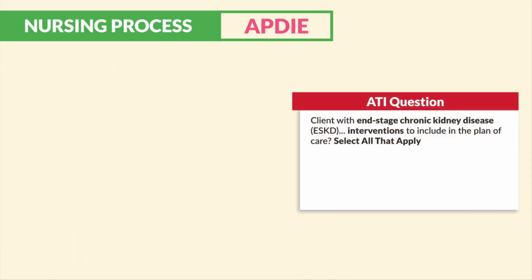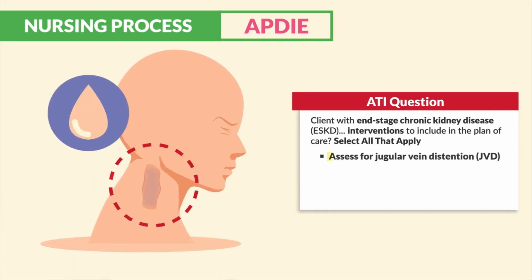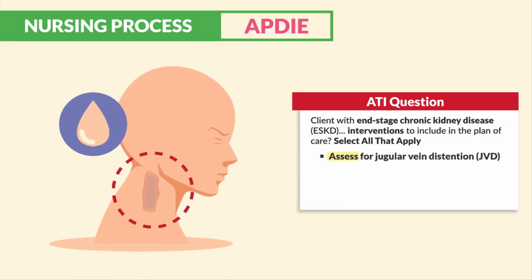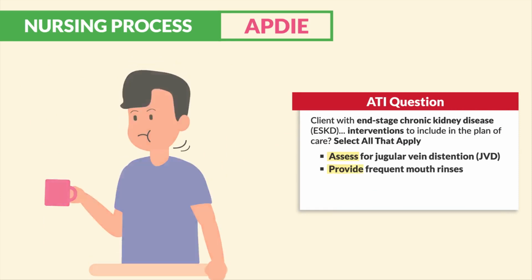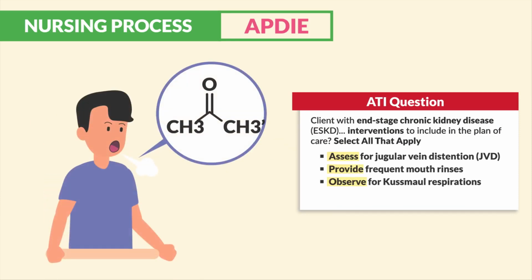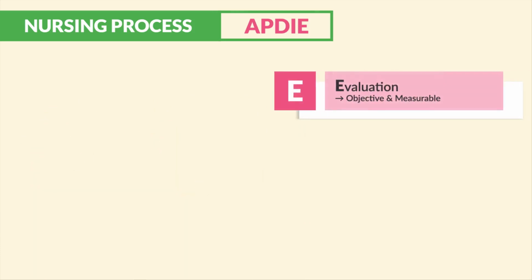So ATI question: the client with end-stage chronic kidney disease. Interventions to include in the plan of care. Select all that apply. Assess for jugular vein distension, that JVD. Provide frequent mouth rinses. Observe the Kussmaul respirations. And monitor for melena. Even if you didn't know what half those terms meant, look at the key words: assess, provide, observe, and monitor.